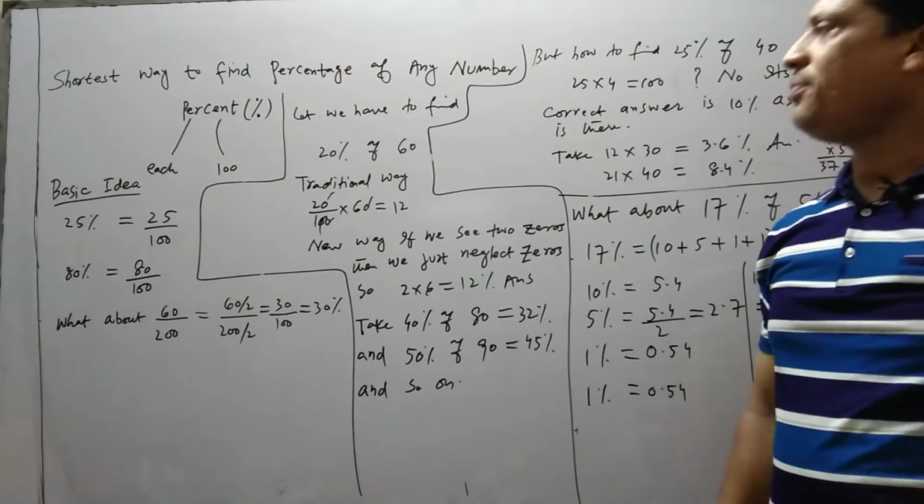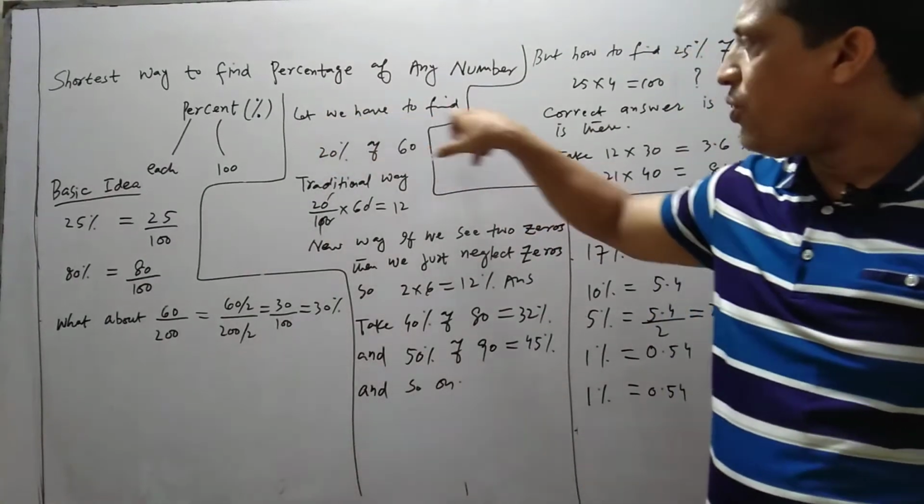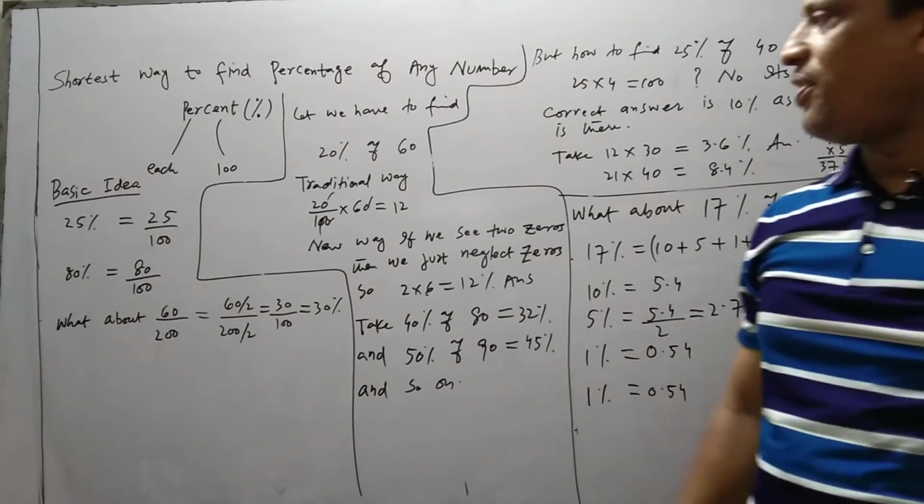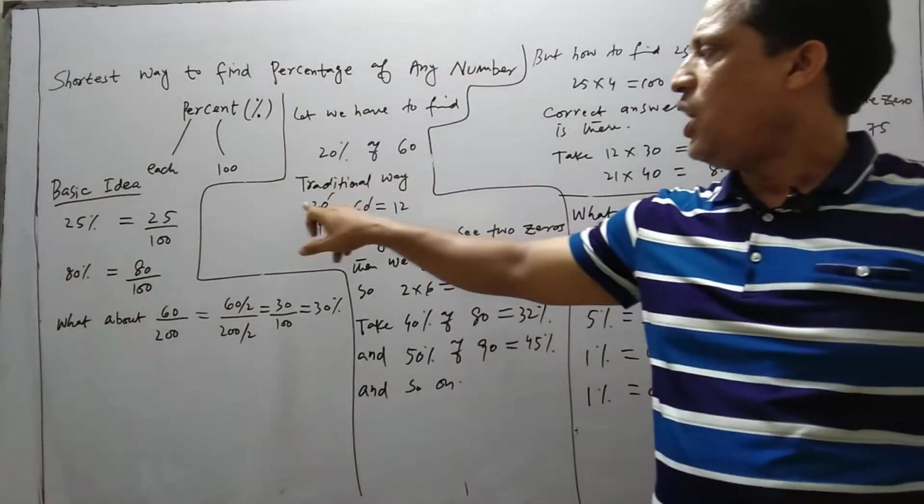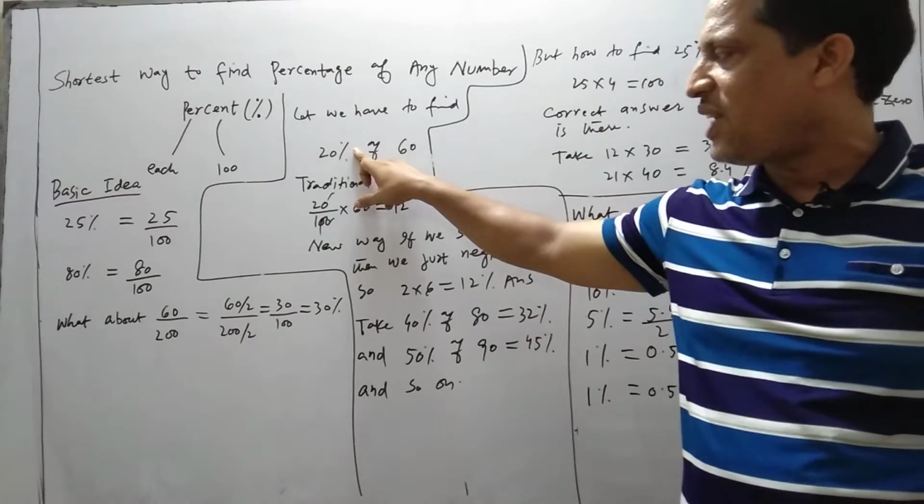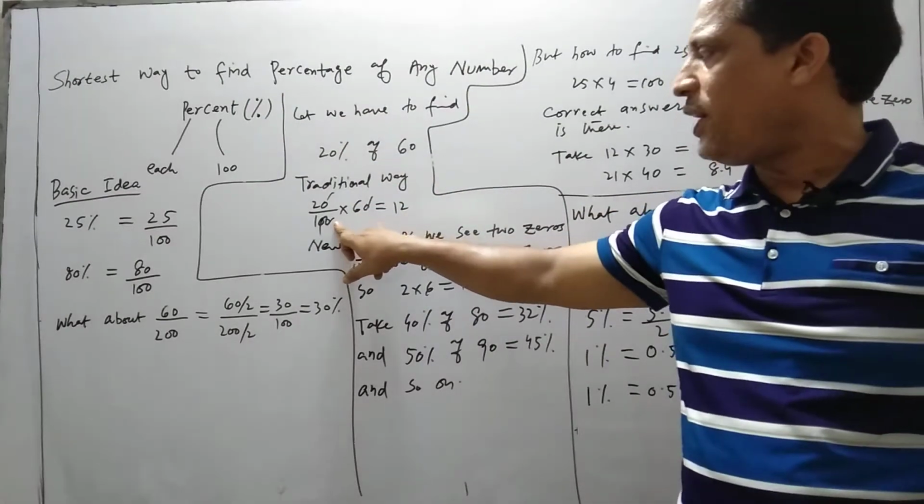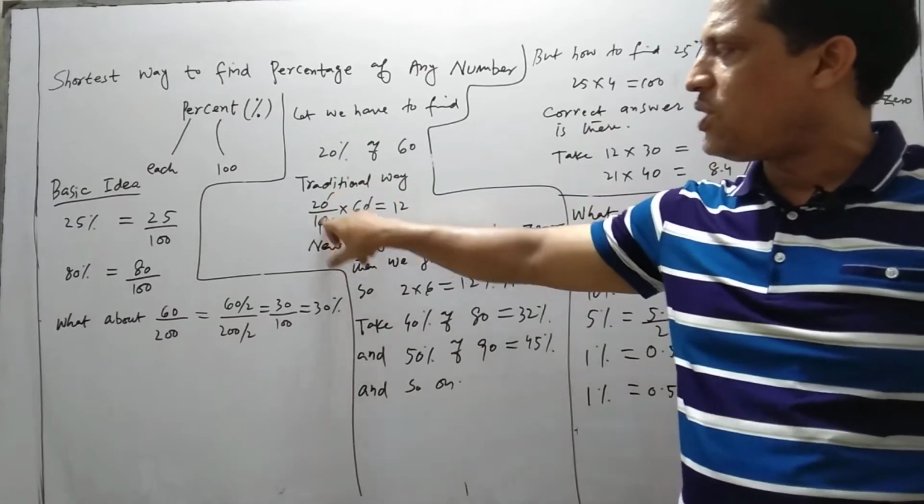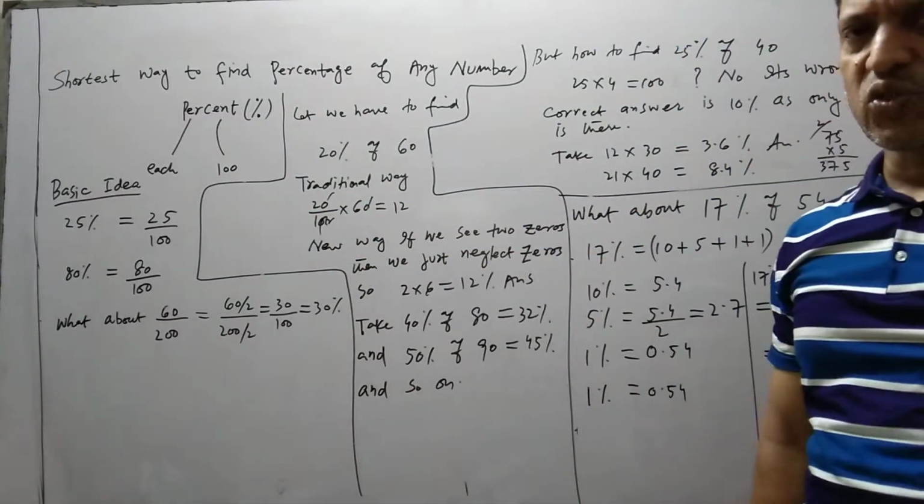Today we have to find 20% of 60. The traditional way: 20 percent, drop the percentage sign and write 100 in the denominator, multiply by 60. This 0 cancels with this 0, 2 sixes are 12, the answer is 12.